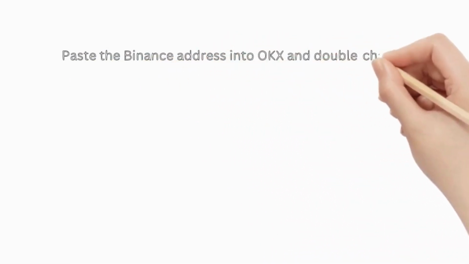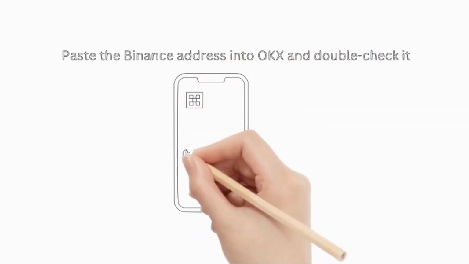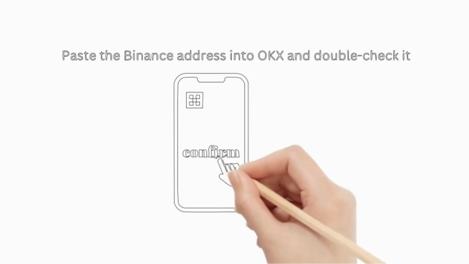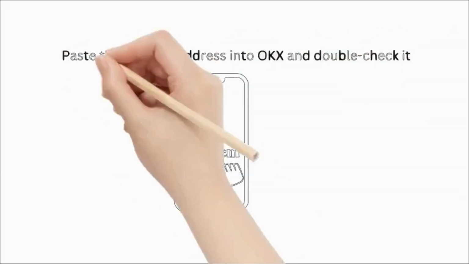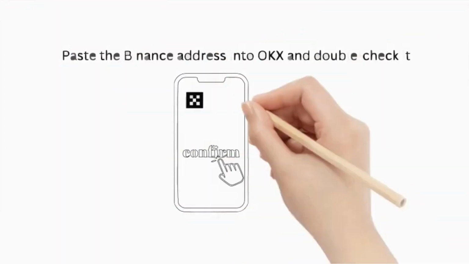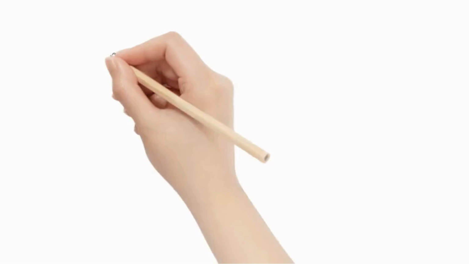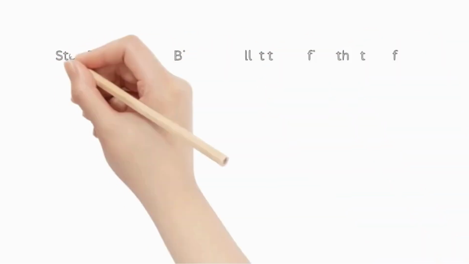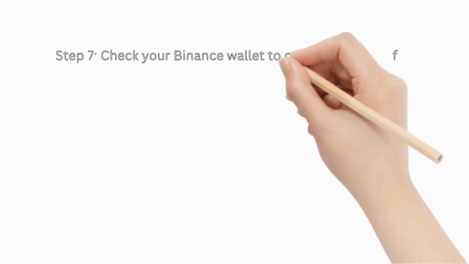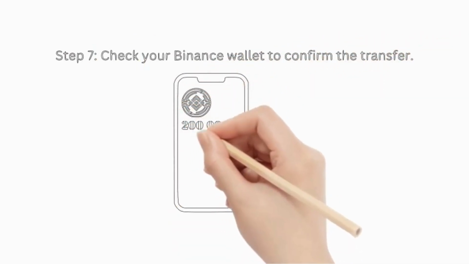While we wait for the transfer to complete, let's talk about what to do if something goes wrong. If the transfer takes longer than expected, don't panic. Sometimes, network congestion can slow things down. You can check the transaction status on OKX or use the transaction ID to track it on a blockchain explorer. Alright, the transfer should be complete by now. Let's head over to Binance to confirm that the USDT has arrived.